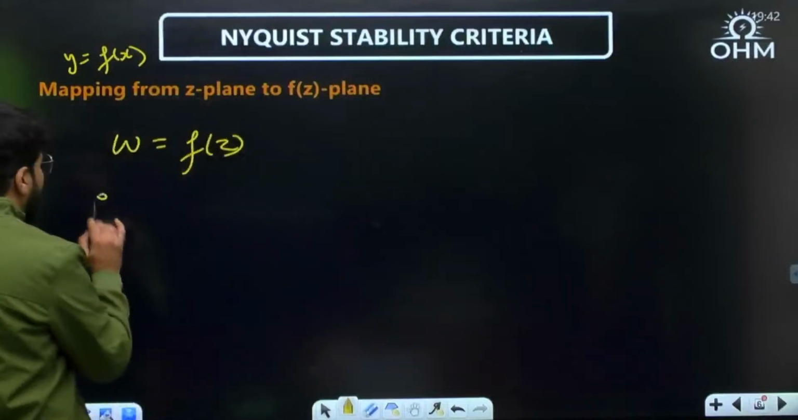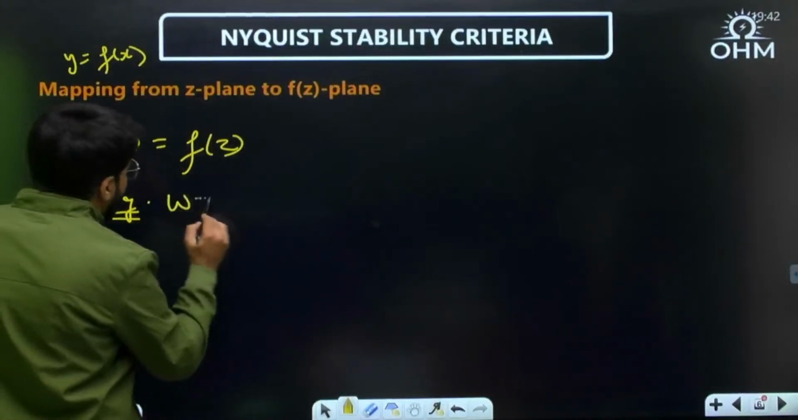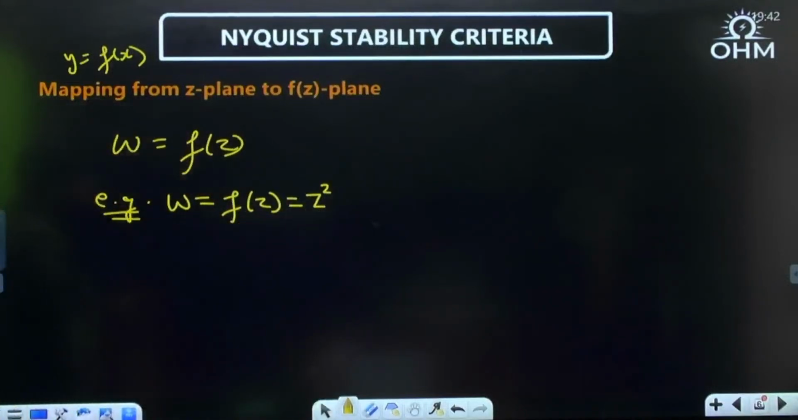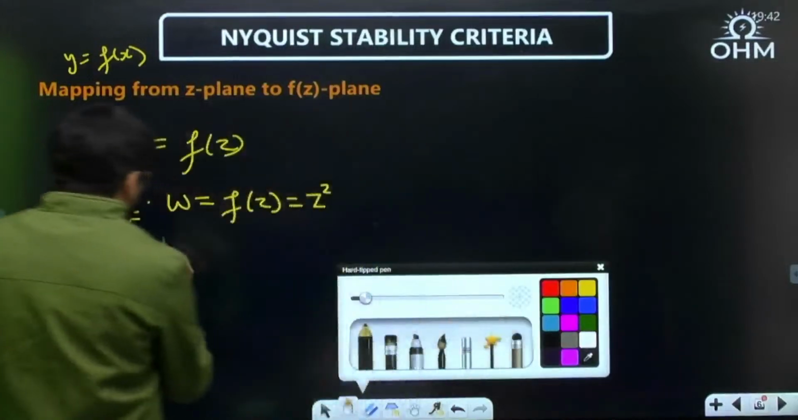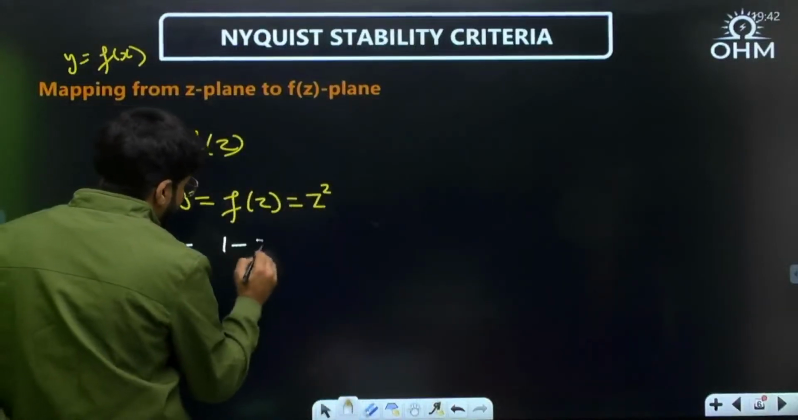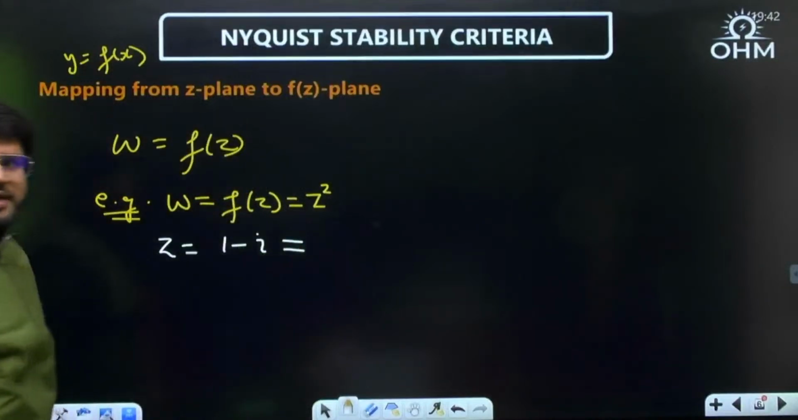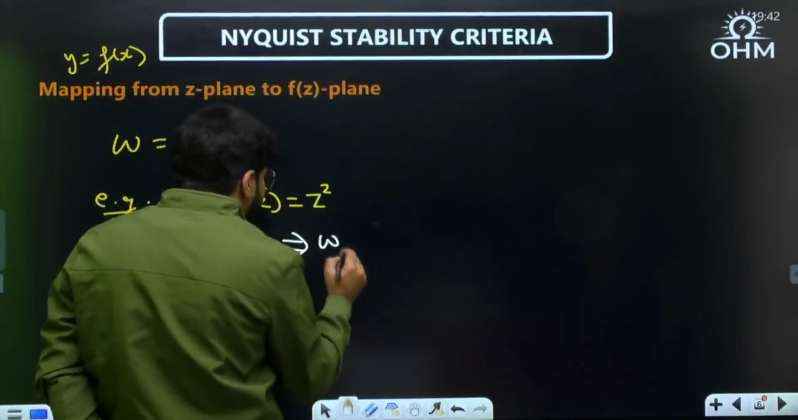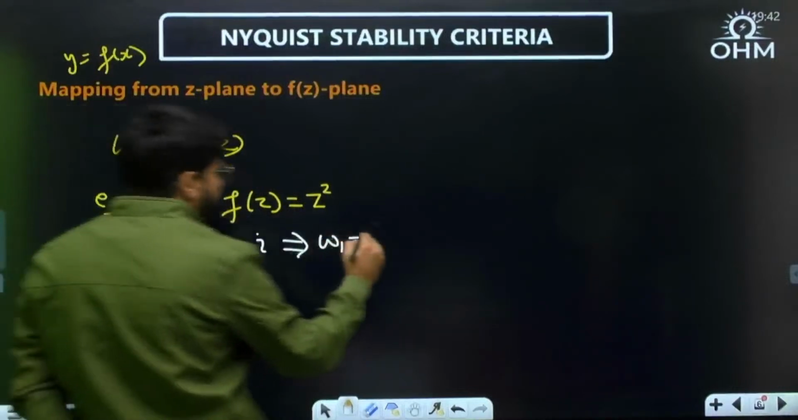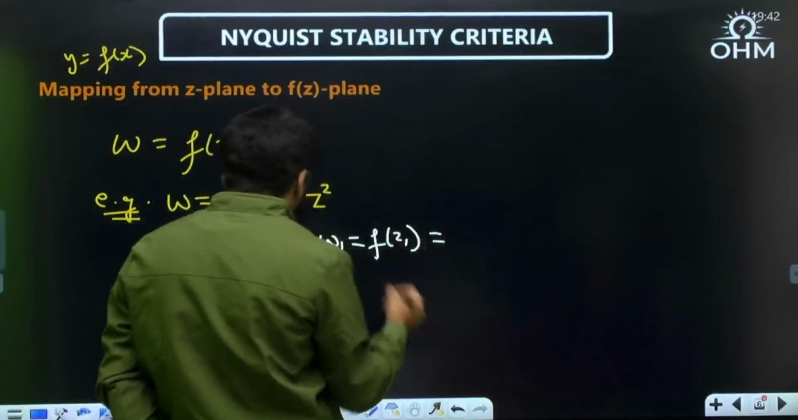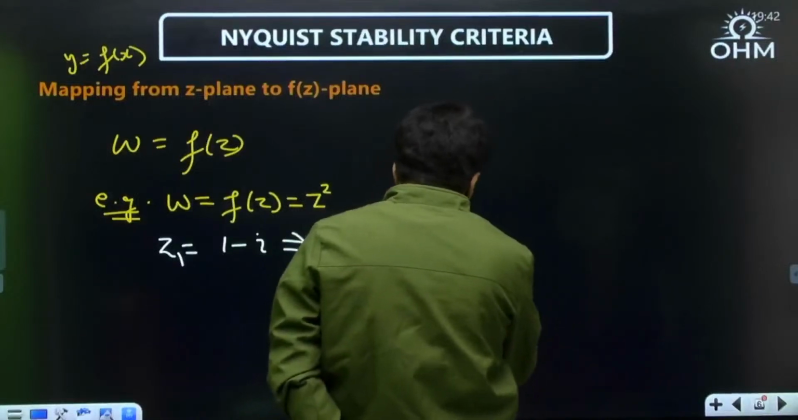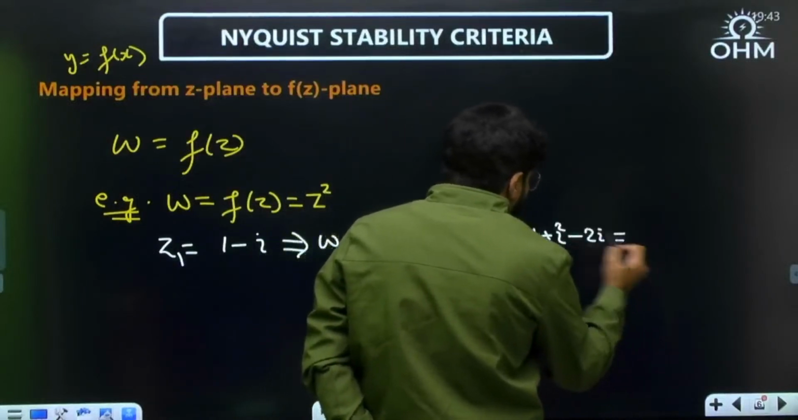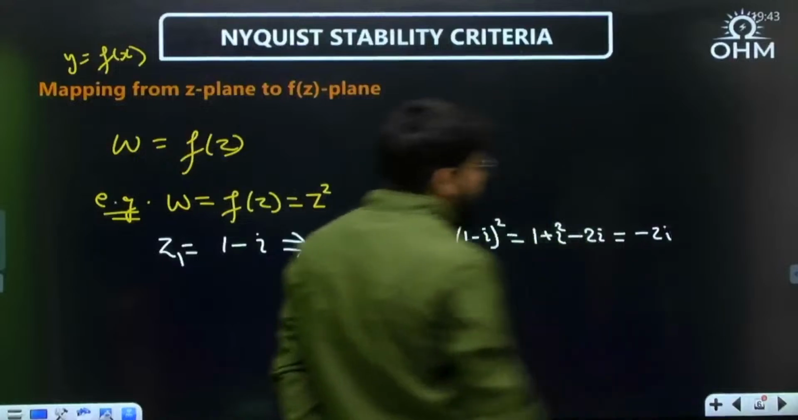For example, again like x square, let us define the function w equal to f(z) equal to z square. Take any value of z. Suppose you take z equal to, for example, 1 minus i. Let me call this first value z1. If this is z1, what is the value of w1, corresponding to z1, or f of z1? Take the square of the given value of z: (1 minus i) whole square, which is 1 plus i square minus 2i. i square is minus 1, so what is left is minus 2i.